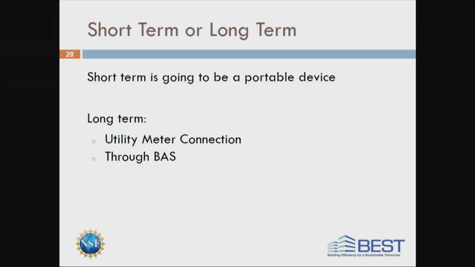So you want to look at short-term versus long-term. Utility metering tends to be very good, very accurate. So if you can, with your control system, tap into a pulse or some information off the utility metering, that's going to be really good. But we don't always have that choice.